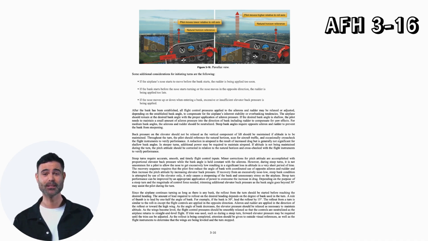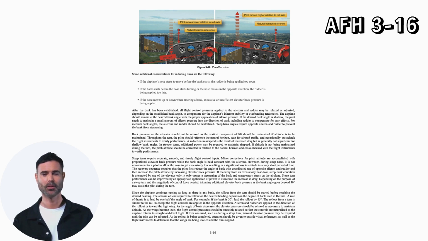pressure is being applied. After the bank has been established, all flight control pressures applied to the ailerons and rudder may be relaxed or adjusted, depending on the established bank angle, to compensate for the airplane's inherent stability or overbanking tendencies. The airplane should remain at the desired bank angle with the proper application of aileron pressure. If the desired bank angle is shallow, the pilot needs to maintain a small amount of aileron pressure into the direction of bank, including rudder, to compensate for yaw effects.